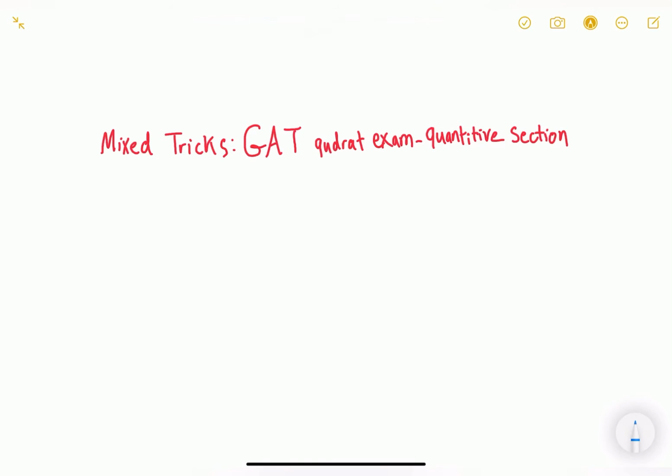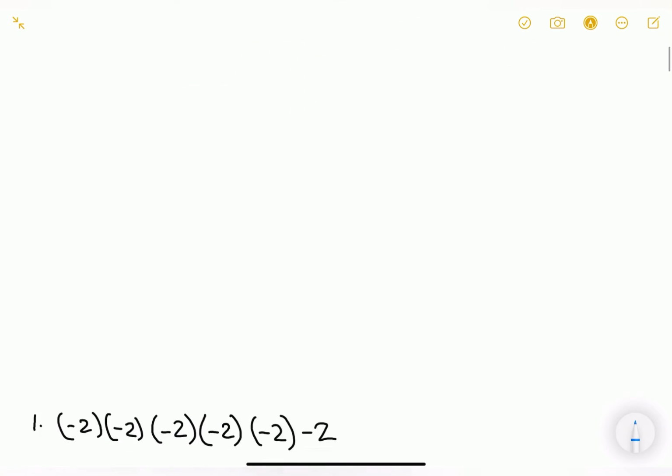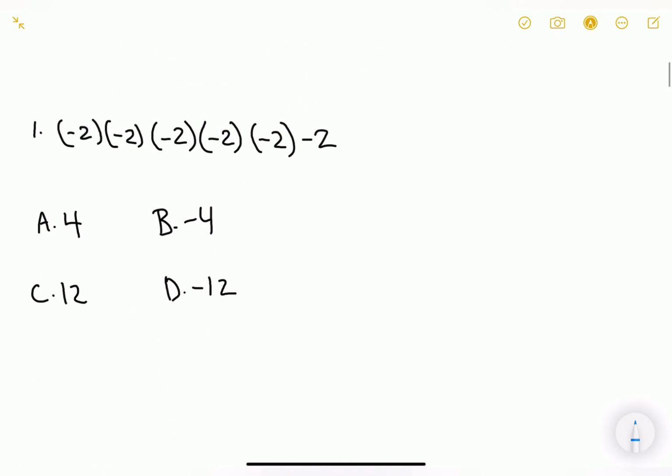This is WizWorks, and today we are going to do a mixed problem set that's going to teach you different tips and tricks. I think this video is very important, because it's going to teach you a number of tricks that are very important to the GAT exam. This video is related to the quantitative section, so the math section only. So let's just get right into the video. Let's start with number one.